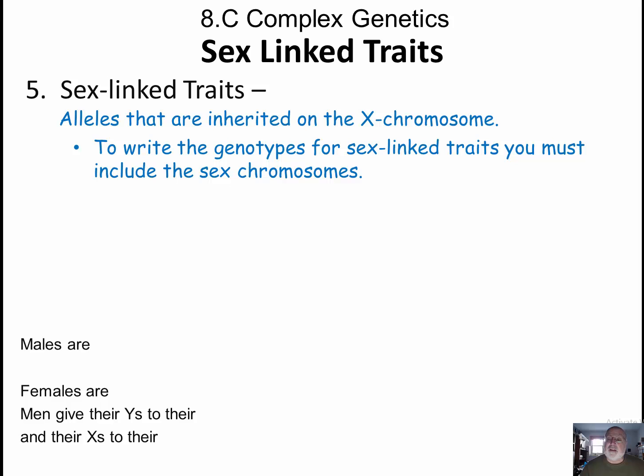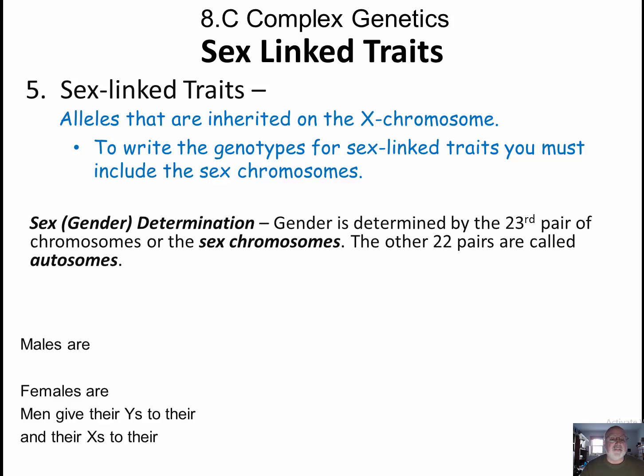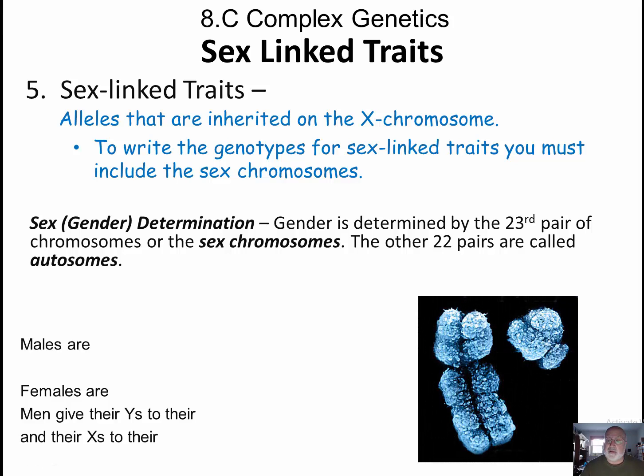To write the genotypes for sex-linked traits, you must include the sex chromosomes. Sex chromosomes are the gender ones. These are the 23rd pair. The other 22 are what are called autosomal, and we'll do that when we do 8D, when we start talking about pedigrees.